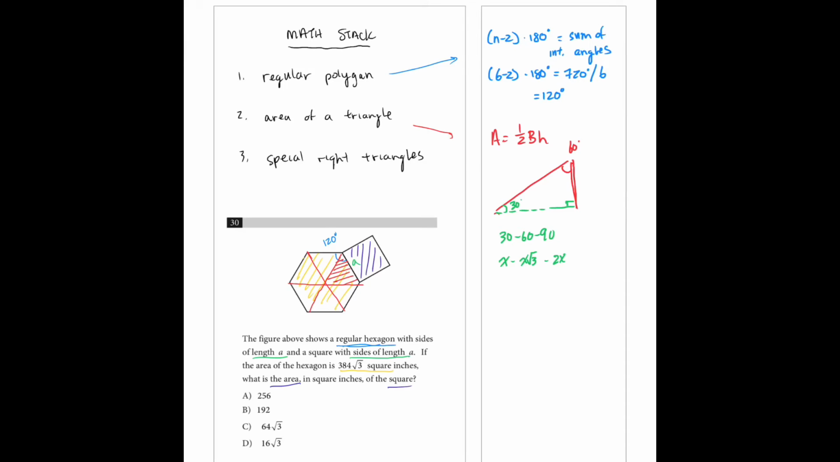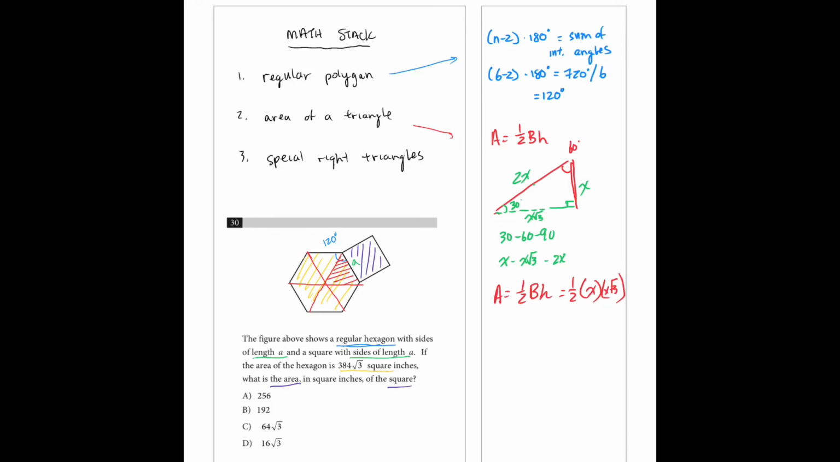So we'll table this A for now, and we'll label this triangle with the corresponding sides, which are going to be across from the angles. So x, x root 3, and then across from the right angle would be 2x. Now that we have a proportion set up for all three sides of the triangle, we could use the equation area equals 1/2 base times height, and substitute base with x, and substitute height with x root 3.